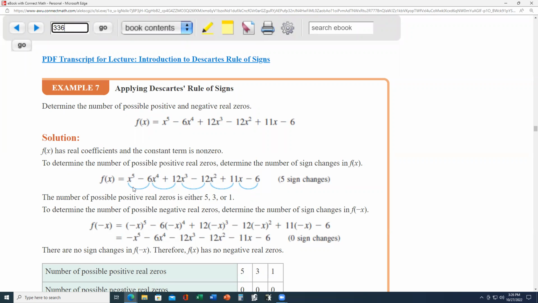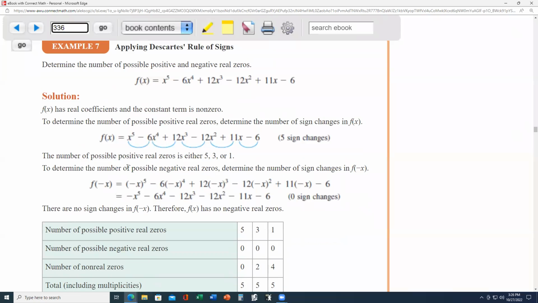So this 5th degree polynomial function will have either 5 positive real zeros, or 3, or 1. Now, to determine the number of possible negative real zeros that this polynomial will have, we evaluate the function at negative x. That is to say, I replace x everywhere with negative x, and then I simplify, and then I do another sign count. I count the signs again.